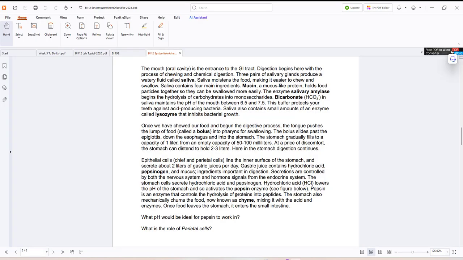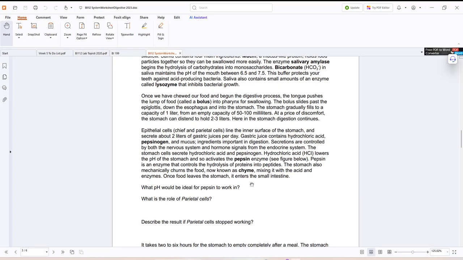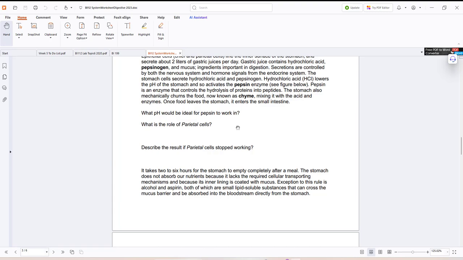We have specialized enzymes to do that. How do we break down the proteins into amino acids? We have specialized enzymes to do that too, and they're being broken down at different parts of the GI tract. So you're going to read the information, and you can look up information on how to answer those questions.